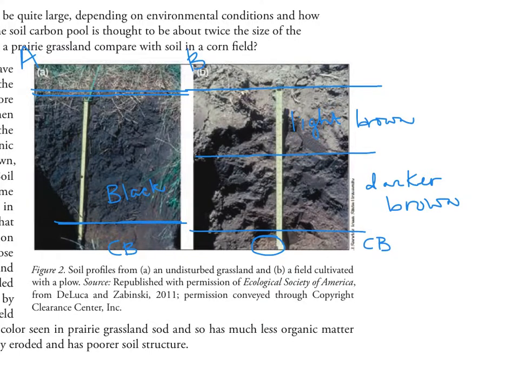Reading the caption, soil profiles from A, an undisturbed grassland, and B, a field cultivated with a plow. So A would be our prairie, and B would be plow. All right. Give some nice sources here. Ecological Society for America. That sounds like it probably is a peer-reviewed journal, probably prestigious, so that they allowed this in as evidence. I think this is a reputable source. That would be what I would be concerned about.